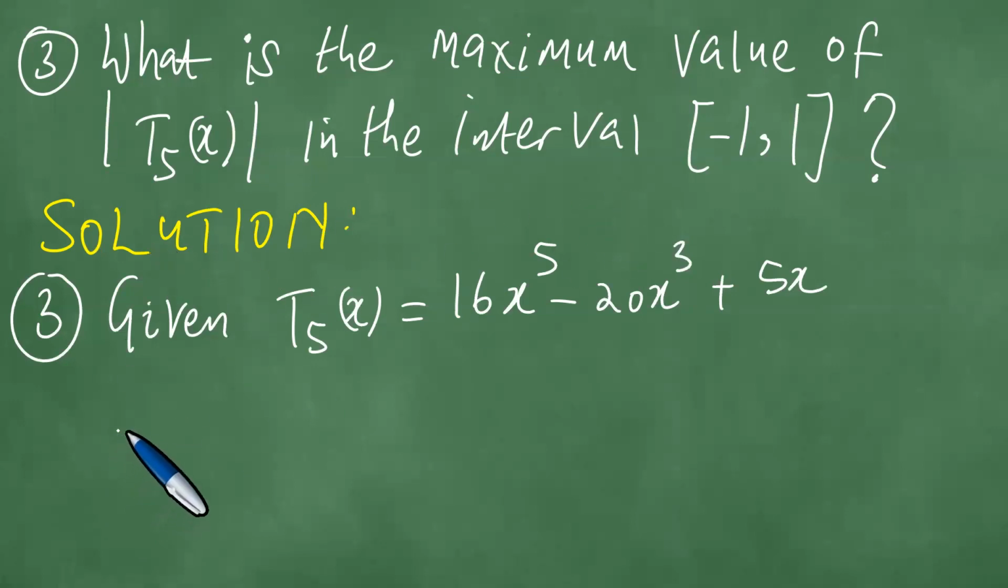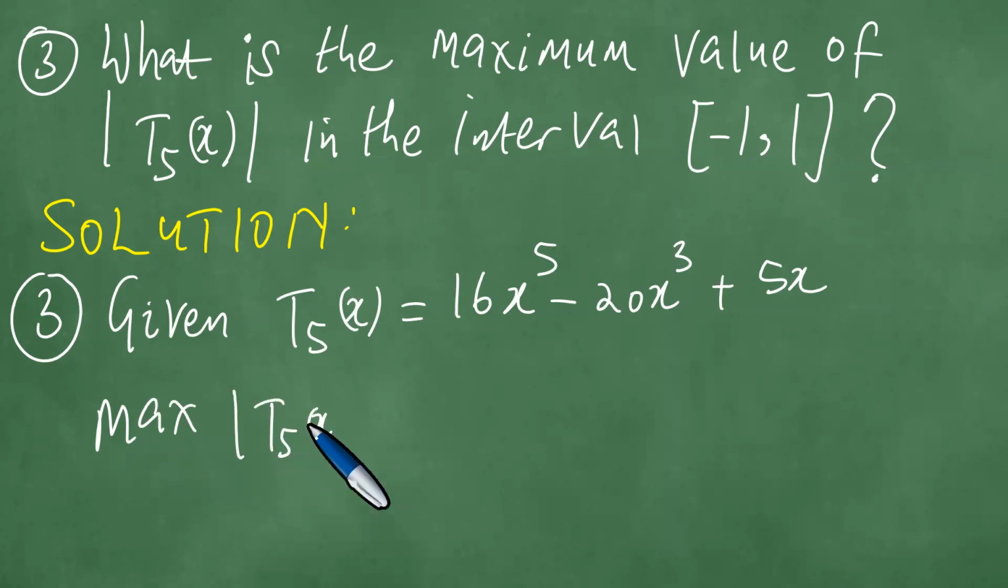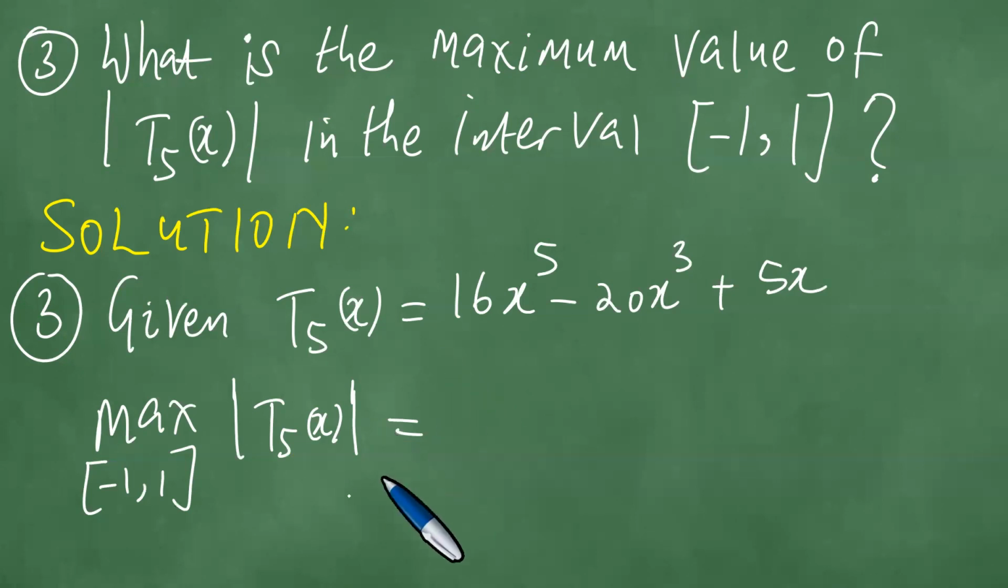What is the maximum value of these? So we're interested in the maximum value of the modulus of T sub 5 of x. The maximum value is in this interval. Okay, so what is the maximum value in this interval? There are a couple of things that you need to analyze in an attempt to find the maximum value in this interval.